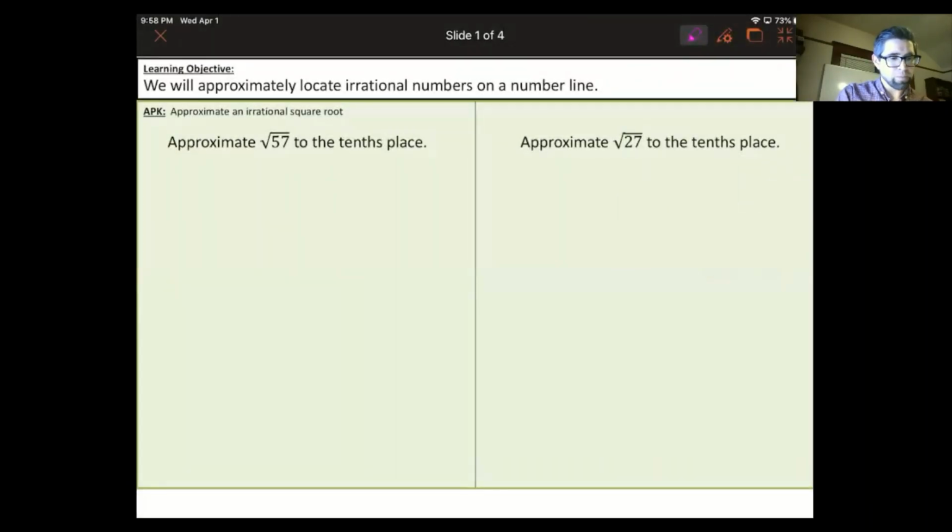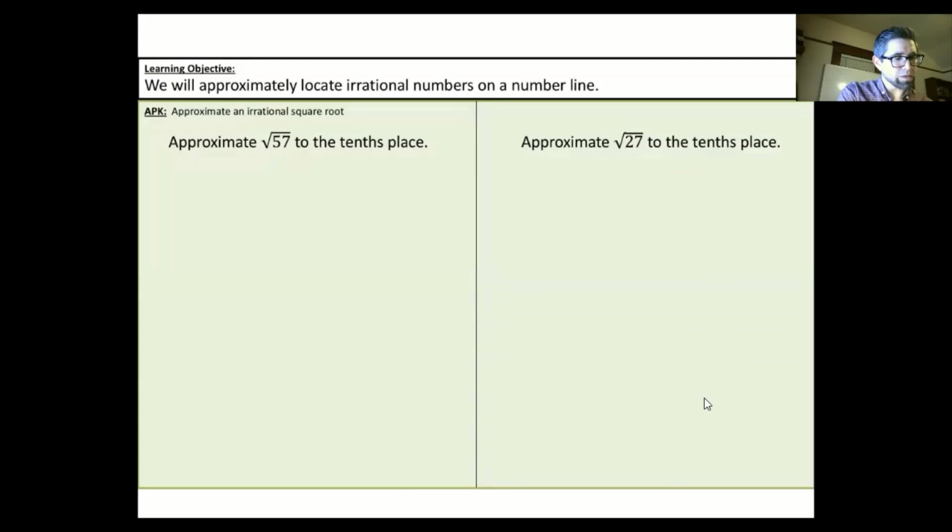So here you'll see that our learning objective says we will approximately locate. Again, approximately means that we're going to get as close as we can to the number or the location on the number line, as opposed to making our best guess. We're going to get as close as possible. Now, our concept is irrational numbers.